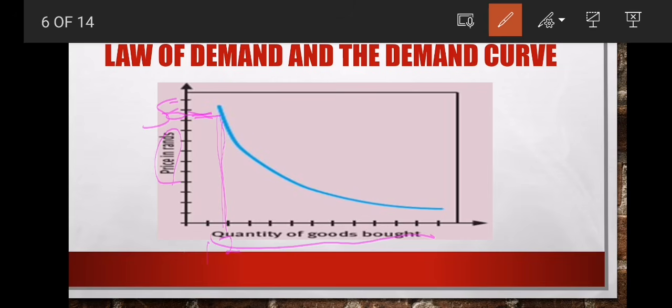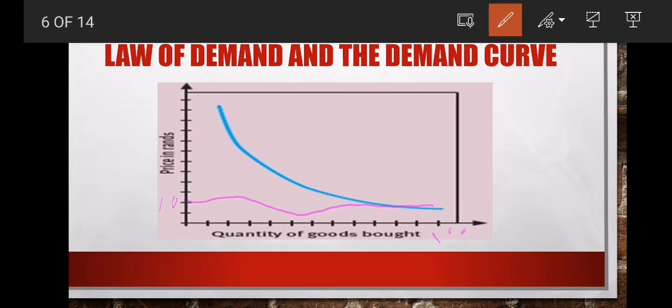What does that mean? It means the higher the price, the lower the quantity demanded, which is our law of demand. Or else we can understand it in this way. Now let us say here maybe it's 10 rands. We assume it's 10 rands. We can say maybe here it's 100. The price of a product is 10 rand.